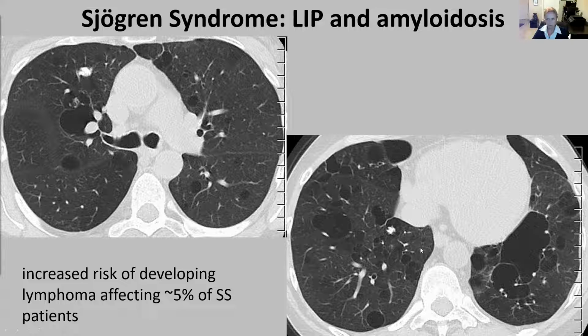This was a biopsy-confirmed amyloidosis. The other thing that we have to remember is that patients with Sjogren syndrome are at risk for developing lymphoma and should be monitored for that.